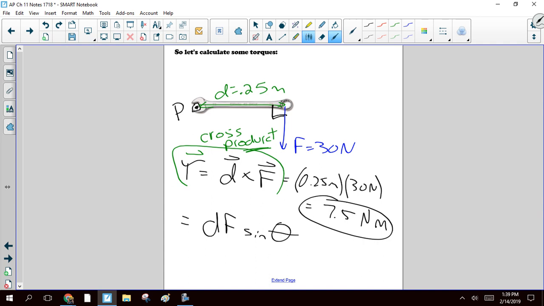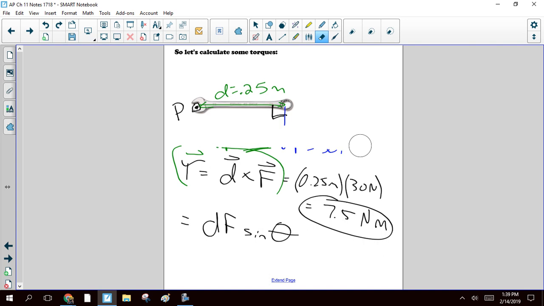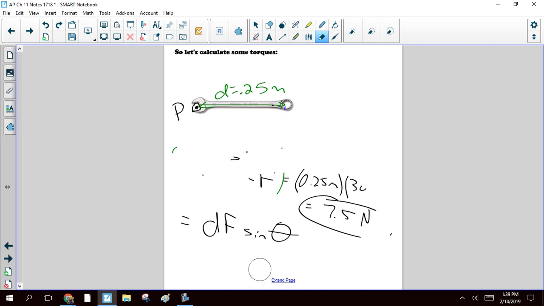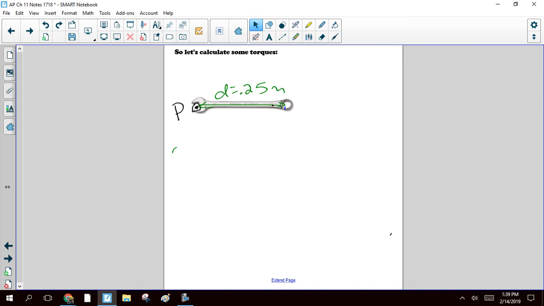Now, suppose the force is at a weird angle. Then there's kind of two ways of dealing with it. So let's suppose our force is still 30 newtons, at 60 degrees.